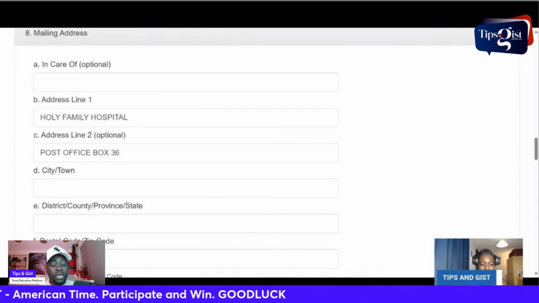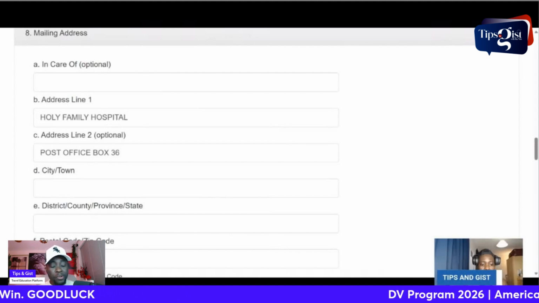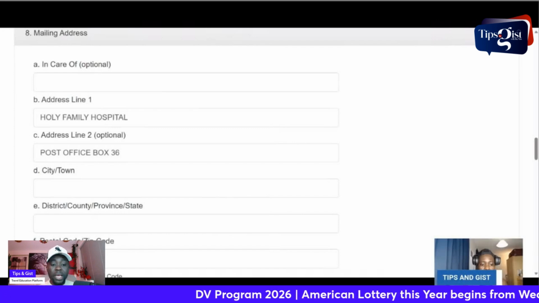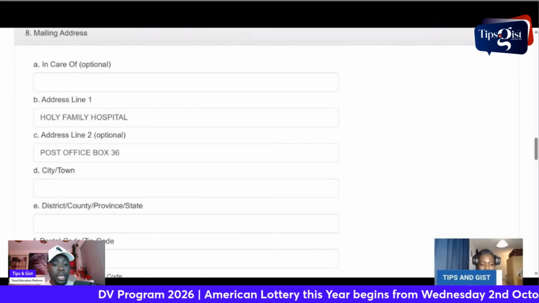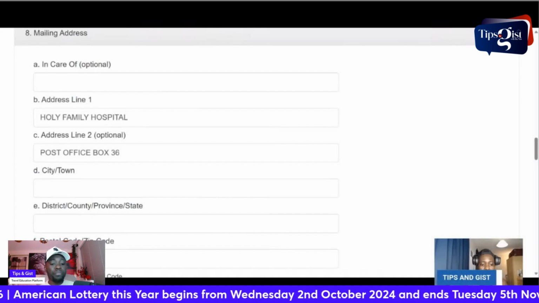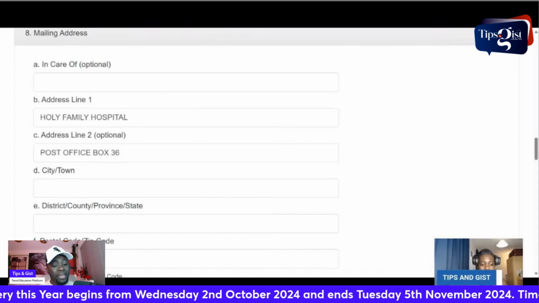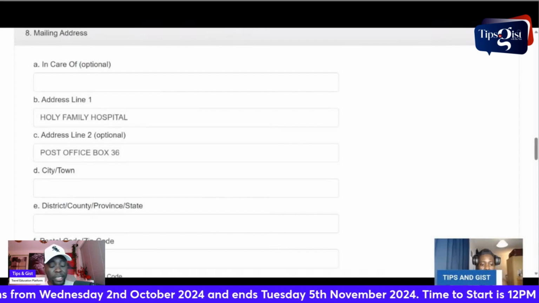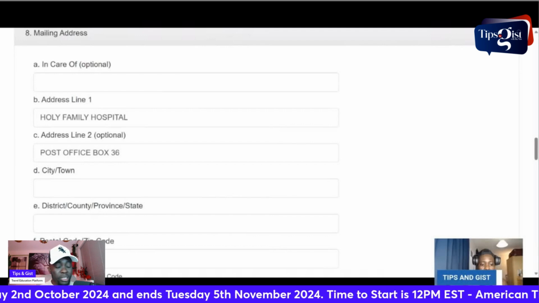So for instance, I'm using Holy Family Hospital, a workplace. So a nurse filling this form can use their workplace, a hospital, as their address. So address line 1, the B section, I enter Holy Family Hospital. Then the C, the optional one, I enter PO Box 36. Then the D, I can enter the city over there, because D is city. So city is Techiman. Then the district is Bono East.